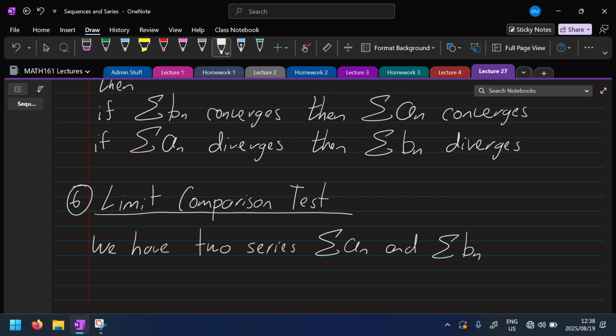Okay, so let's say the a_n one, we know it. So we know if it converges or diverges. Another one, b_n, this is the one given to us. So we don't know if it converges or diverges. Okay. So a_n, we know. It converges or diverges, we know that for sure. b_n, we don't know.